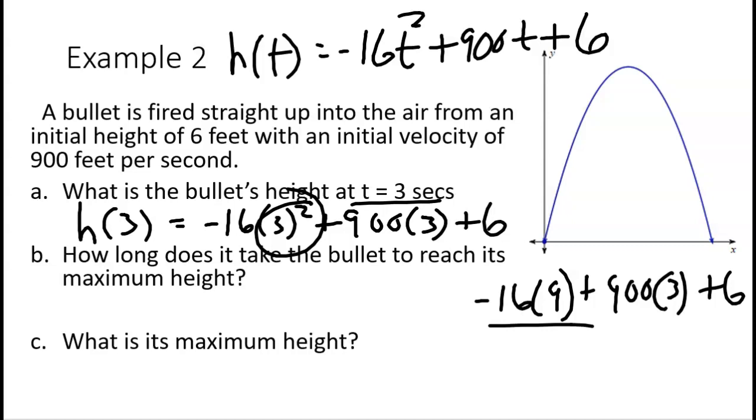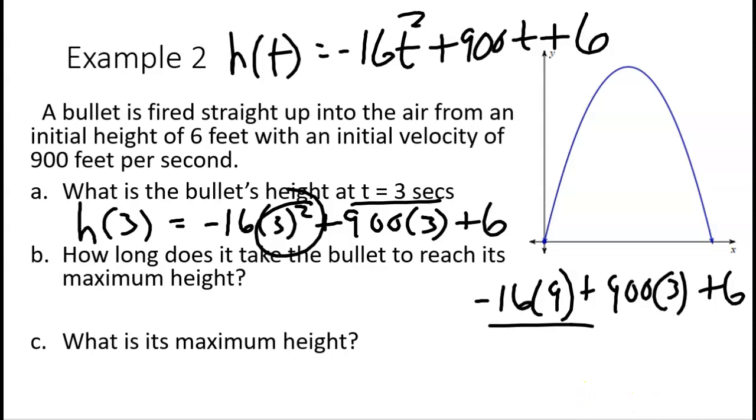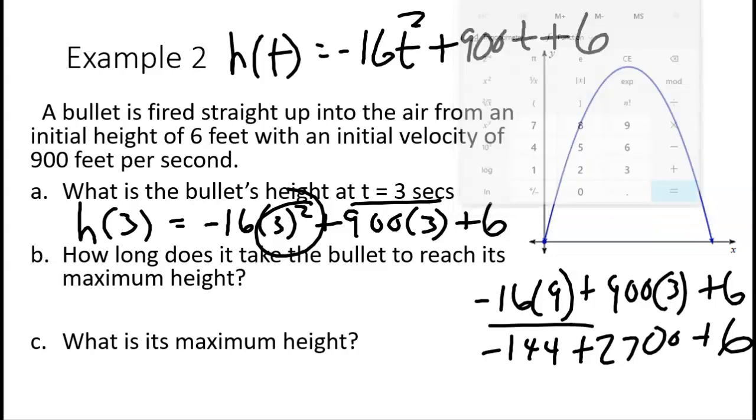I don't know if I can do that mentally. I think I'm just going to go ahead and use a calculator so I don't get it wrong. So 16 times 9. Now it's a negative 16, so it's going to come out to be negative 144. And then 900 times 3 is 2700 plus 6. And so now I'm just going to add all 3 of those numbers together. So I have 2700. And then I'm taking away 144 because it's negative. Then I'm going to add 6 to that. And I get 2,562.